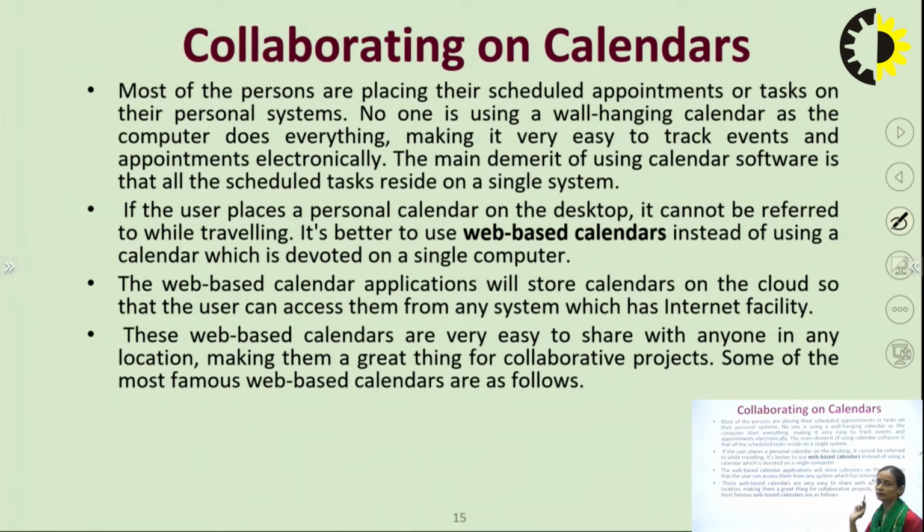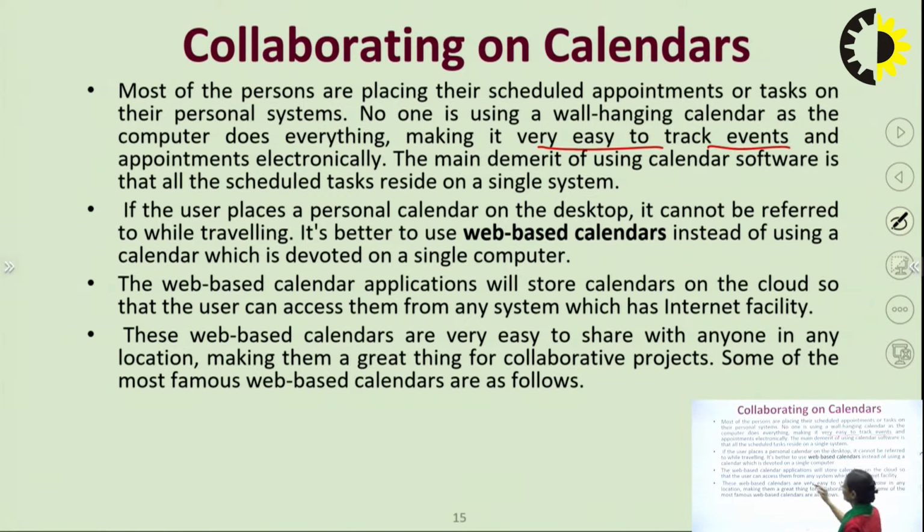Then another service is collaborating on calendars. Most people place their scheduled appointments or tasks on their personal systems. No one is using a wall hanging calendar, as the computer does everything for them. So in this case, when we use calendars over the cloud, it makes it very easy to track events and appointments electronically.